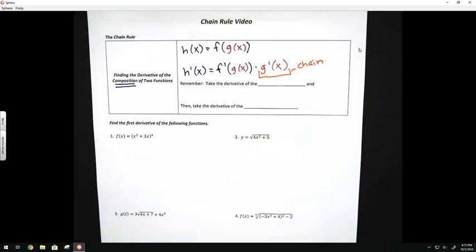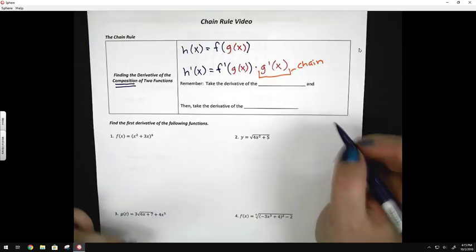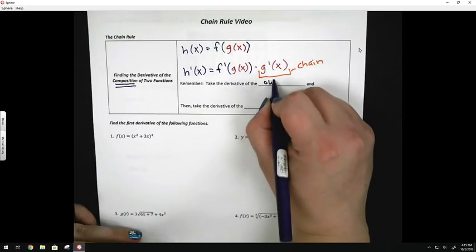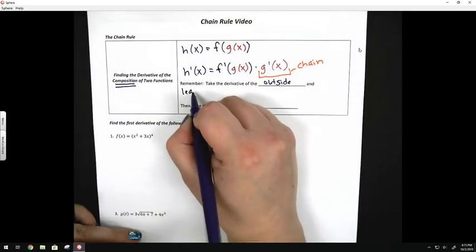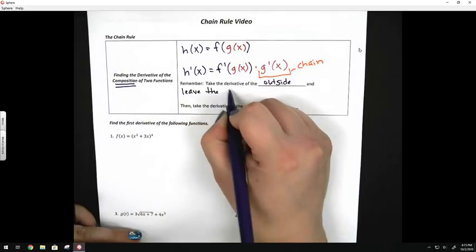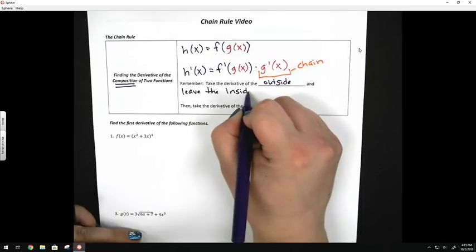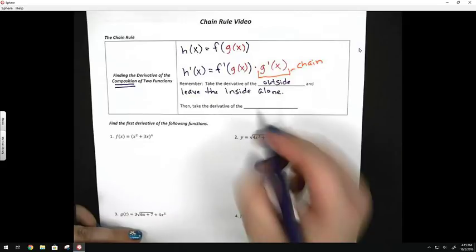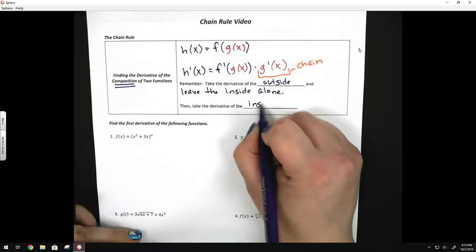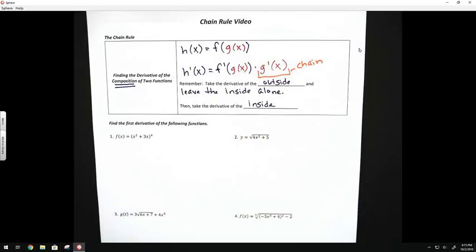All right, so we are going to take the derivative of the outside and leave the inside alone. Then we're going to take the derivative of the inside. All right, so let's see what this actually means.